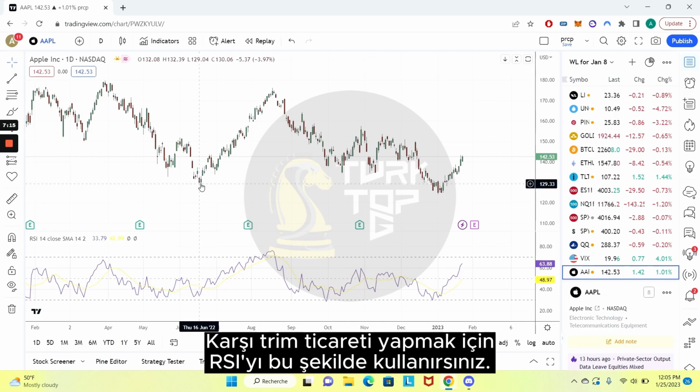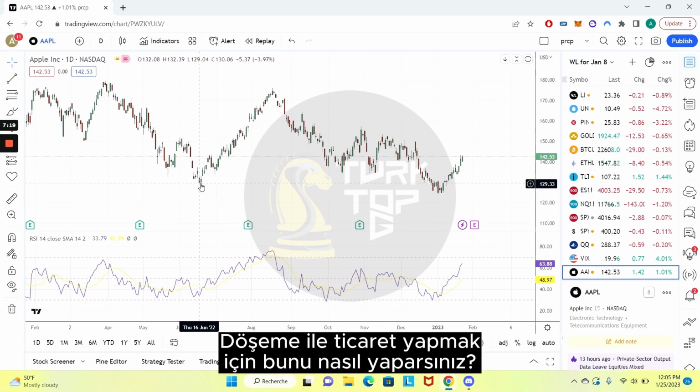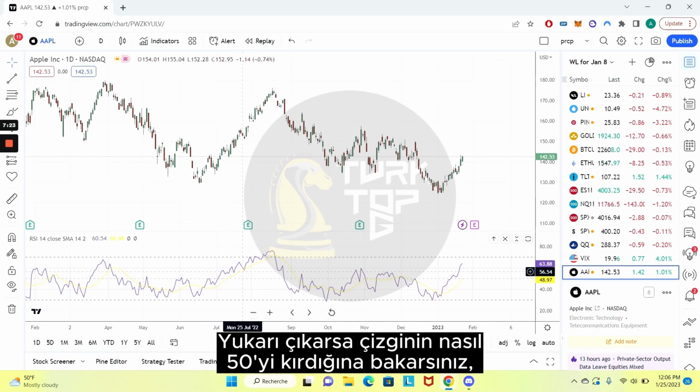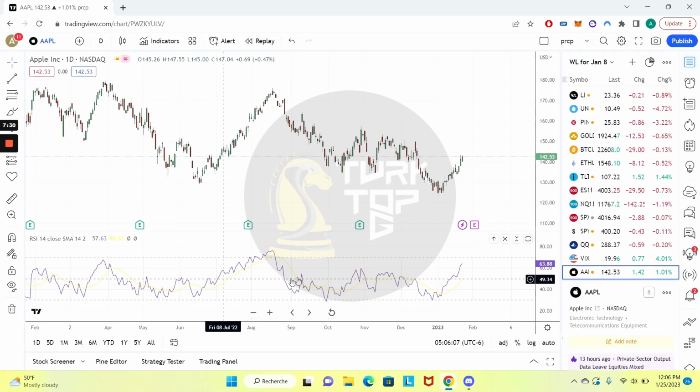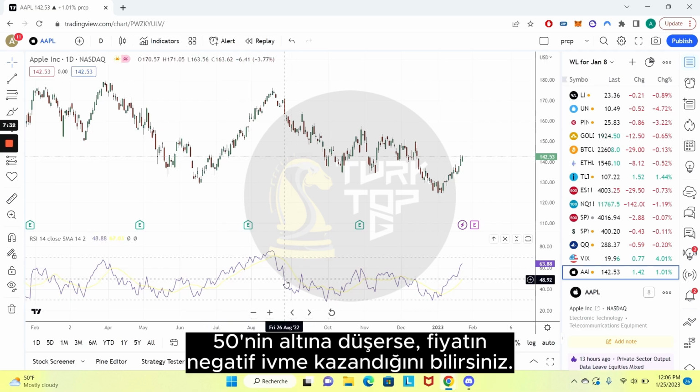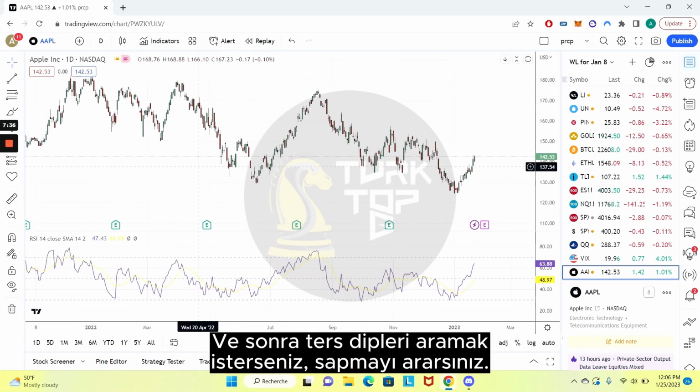So that's how you use RSI in order to do a counter trend trade. How do you do it to do a trade with the trend? You look at how the line breaks 50. If it goes up, then you know that price is gaining positive momentum. If it goes below 50, you know that price is gaining negative momentum. And then if you want to look for reversals, you look for divergences.